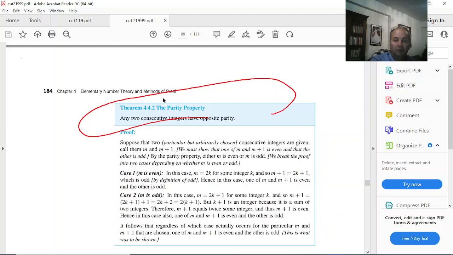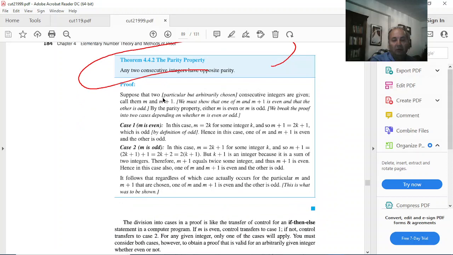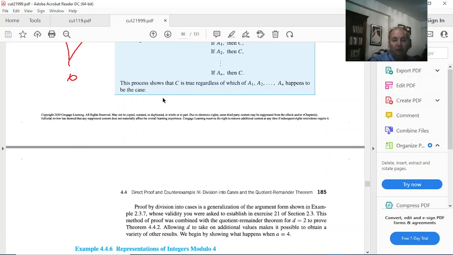Two consecutive integers have opposite parity. Of course, when you write consecutive numbers, you can see that for 2, 3, one is odd, the other one is even. Consecutive numbers cannot have the same parity, the same oddity or the same evenness. Alright? Yes. Count from 1, 2, 3, 4, 5. 4 is even, 5 is odd, 2 is even, 3 is odd, 6 is even, 7 is odd, it's following the rule, right?